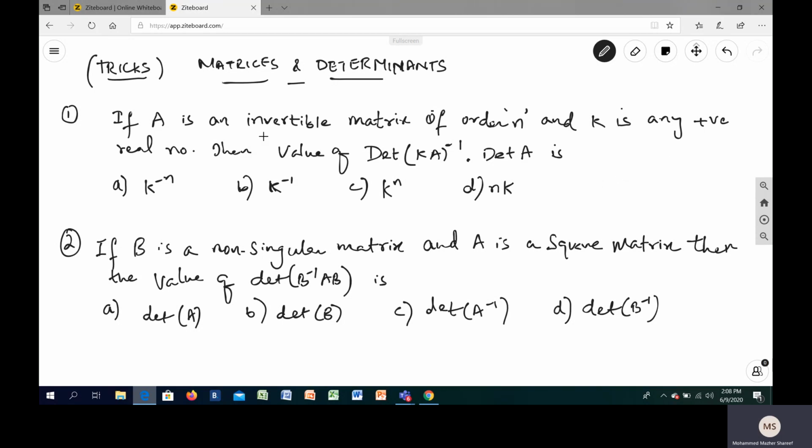Now for the first question, let us solve a few questions to understand the property of the determinant that we are going to apply. If A is an invertible matrix of order n and k is any positive real number, then what is the value of determinant of kA inverse times determinant A? I hope with the determinant trick that we have learned just now, you might have got it. And one more thing you have to remember in the properties of determinants is that whenever we have a scalar k and we multiply it with the matrix, the determinant is k raised to n, where n is the order of the given matrix, times the determinant. This also you have to memorize in order to solve questions involving determinants.